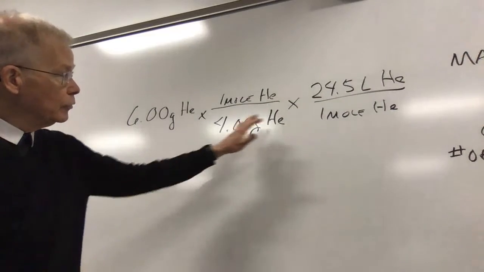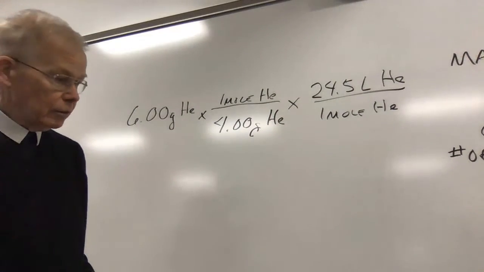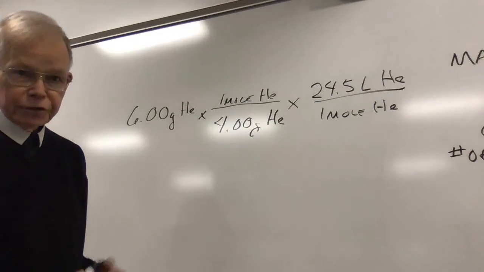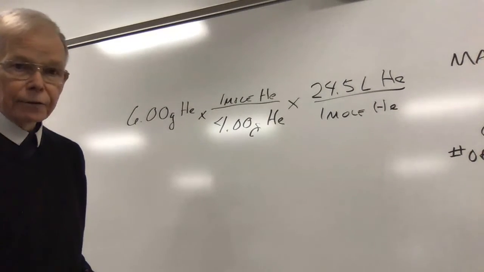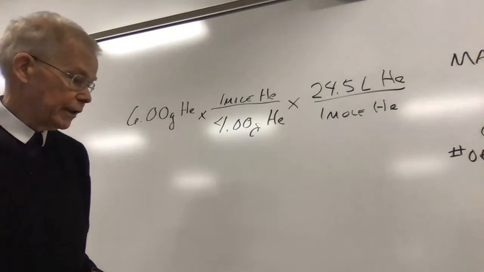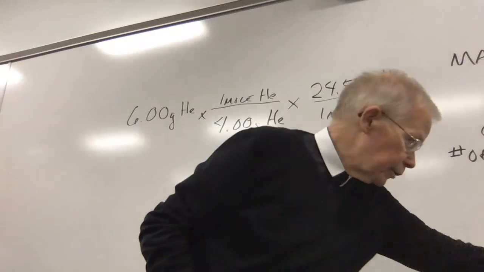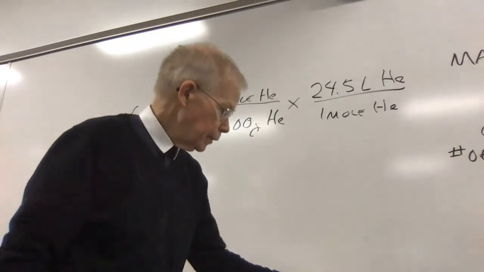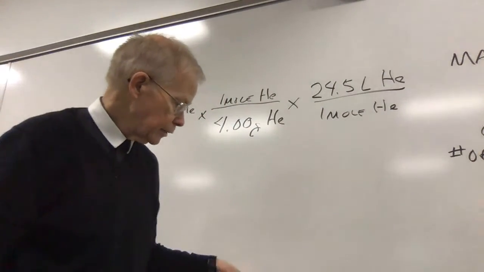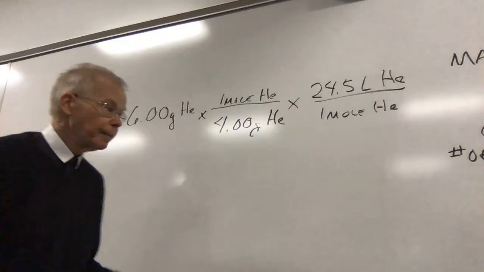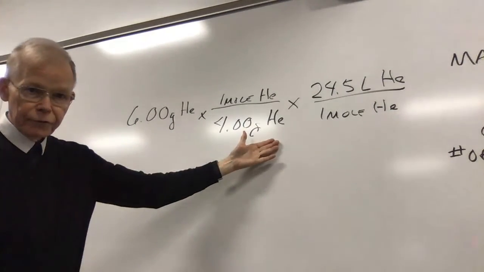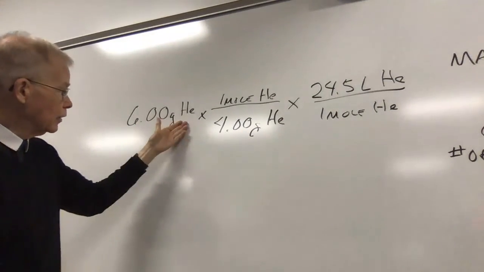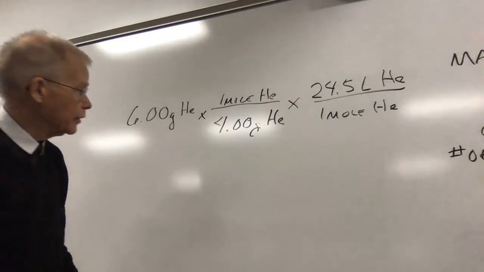And I have everything put in a factor label problem where I can use this process of dimensional analysis. I can cancel some units out, and then eventually I will get my answer. So let me take a different pen here and cancel out what I can see is similar. Up here I have grams of helium. Down here I have grams of helium. One's on top, one's on the bottom. I can cancel those out.